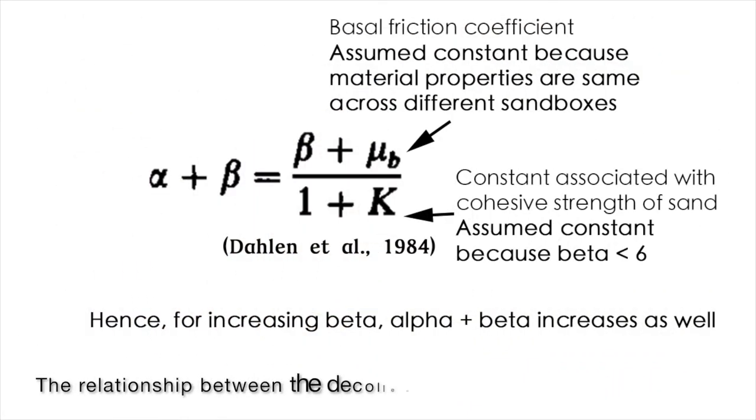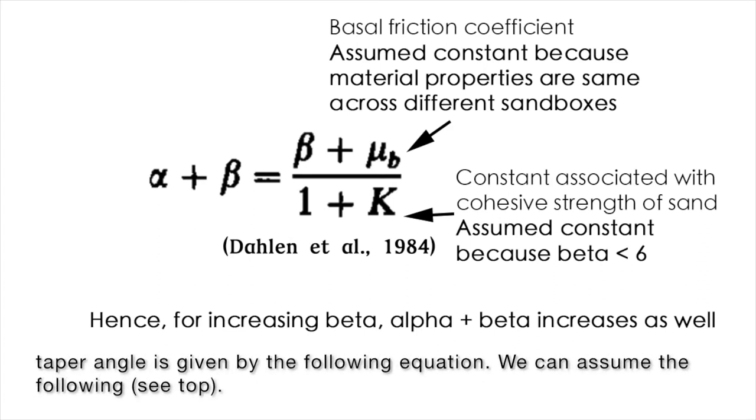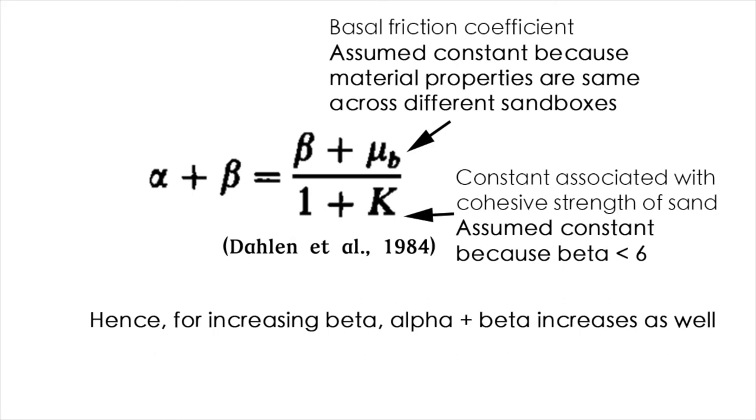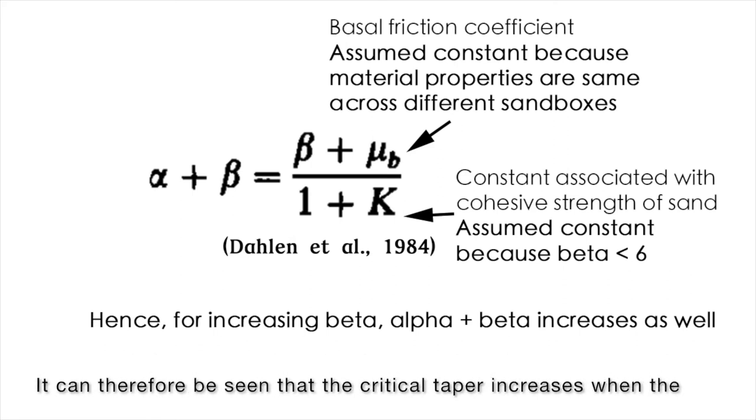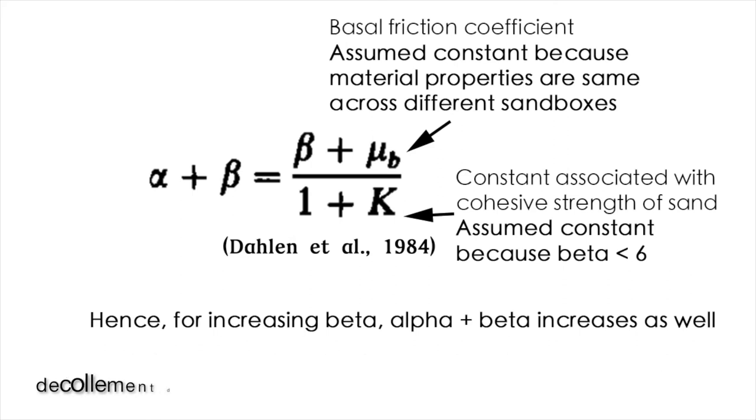The relationship between decollement dip and critical taper angle is given by the following equation. We can assume that the basal friction coefficient is constant because the material properties are the same across sandboxes, while K is assumed to be constant for small angles because beta is smaller than 5. It can therefore be seen that the critical taper angle will increase when the decollement dip increases.